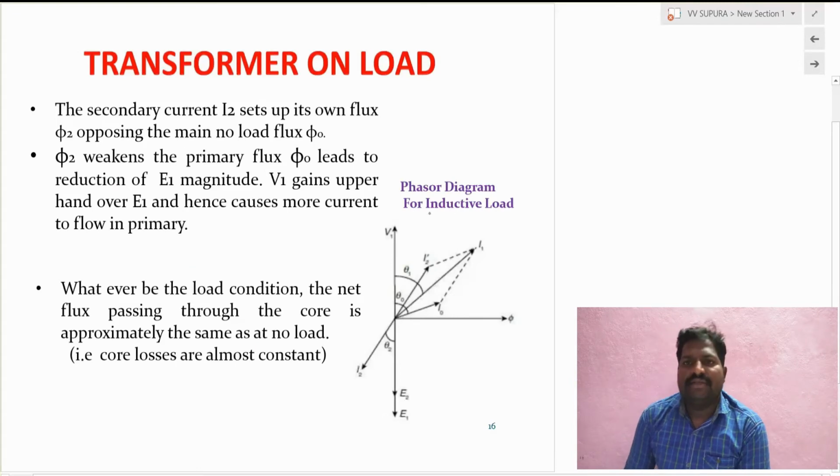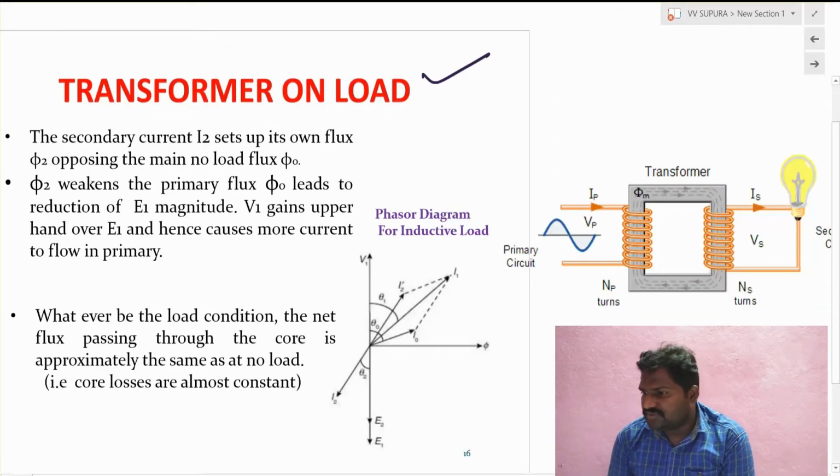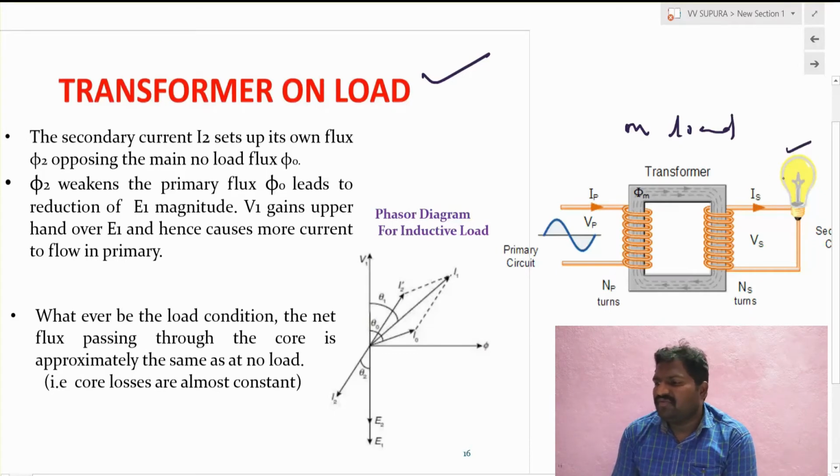Now the second condition, when the transformer is on load condition. This is the diagram we can use for our transformer on load. Load means the secondary terminal is connected to some load, whether it may be a bulb or any consumer. Whenever the load is connected here, some secondary current Is will flow through the load.